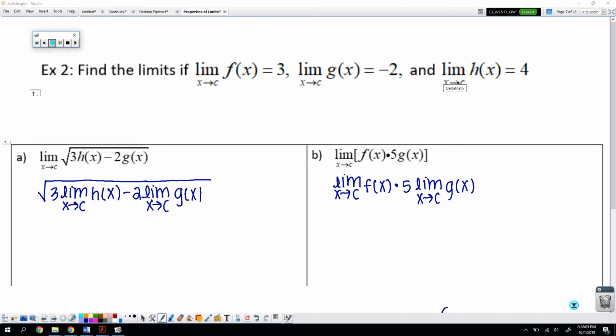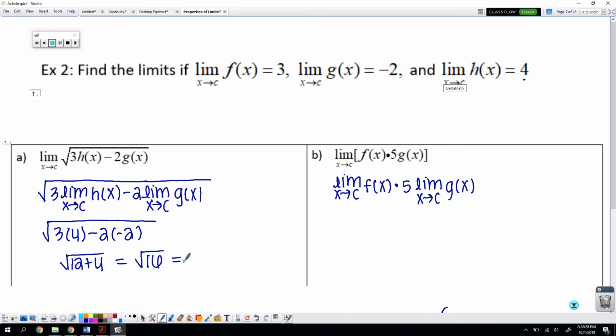So it's even easier than our first one, except we don't even have to look at a graph. So we have 3, they want the limit of h of x, which is right here, 4, minus 2, g of x, because it's negative 2. So we have 12 plus 4. And then we have the square root of 16, which is just 4.